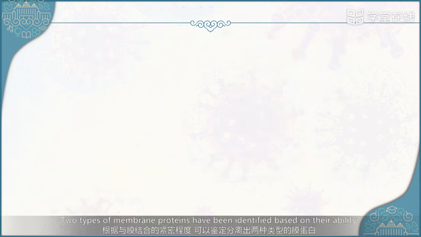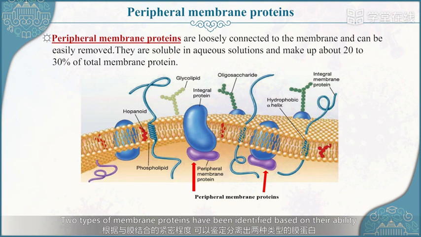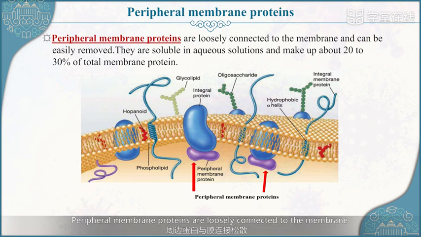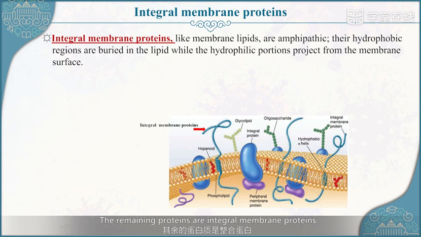Two types of membrane proteins have been identified based on their ability to be separated from the membrane. Peripheral membrane proteins are loosely connected to the membrane and can be easily removed. They are soluble in aqueous solutions and make up about 20 to 30% of total membrane protein. The remaining proteins are integral membrane proteins. These are not easily extracted from membranes and are insoluble in aqueous solutions when freed of lipids.